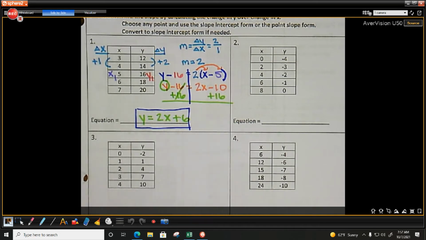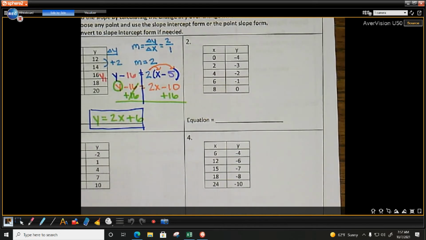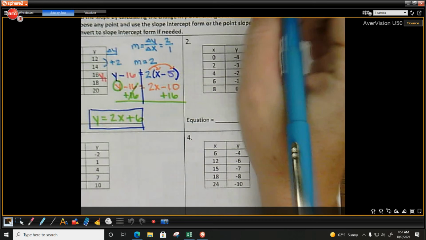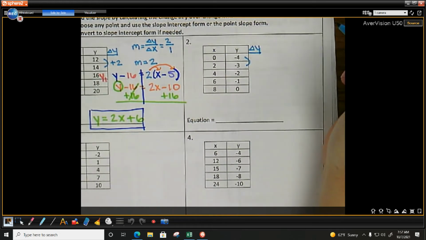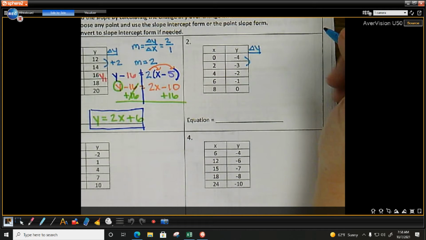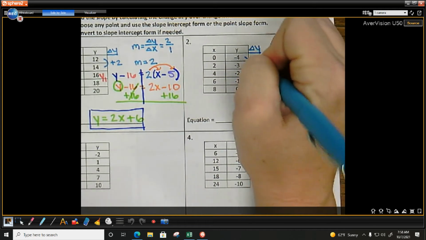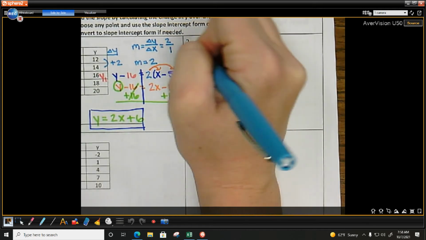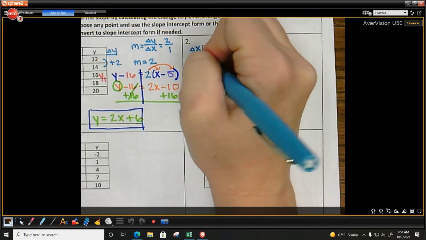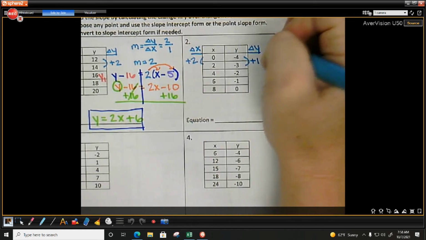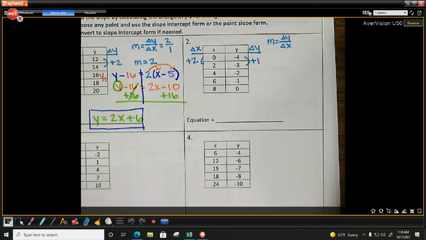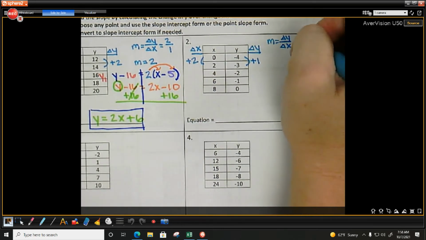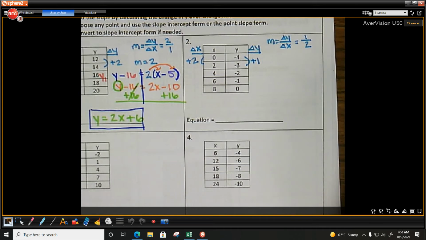Okay. Next one. Let's find our slope. Let's find our change in y. How do you get from -4 to -3? Add 1. We're getting less negative, so we're adding. How do you get from 0 to 2? Add 2. Very good. So my m is change in y over change in x. Rise over run. Y over x. So 1 over 2. So that's your m.